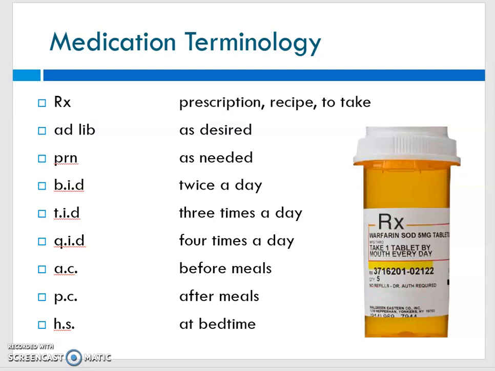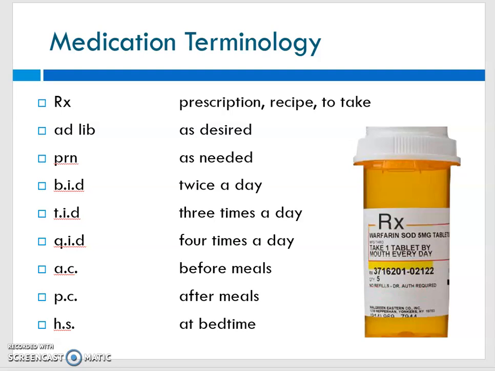I'm just going to run this down for you. This will constitute your abbreviations for this week. So we have RX, which means prescription, recipe, or to take. Ad lib means if the doctor wants you to take it as desired, let's say erectile dysfunction medications, you could use those ad lib, as desired. So before relations, you would take them, and that's what the doctor would write to the pharmacist.